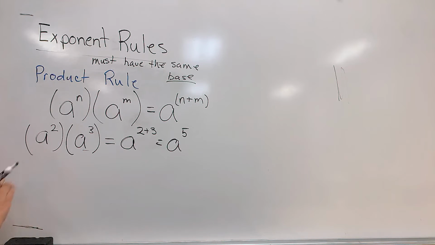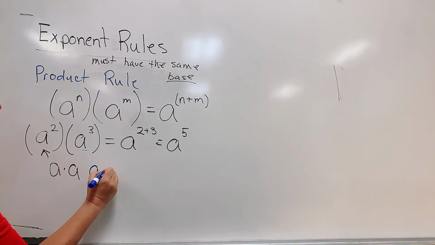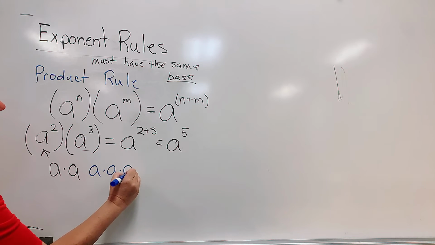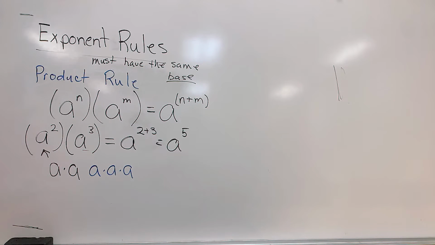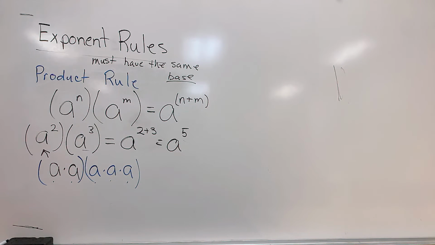Are you ready? So if I have a squared, that means I have a times a, right there. If I have a to the third, that means I have a times a times a, right? So if I look at these expanded, how many a's do I have? 1, 2, 3, 4, 5. That is how I get to the fifth power.